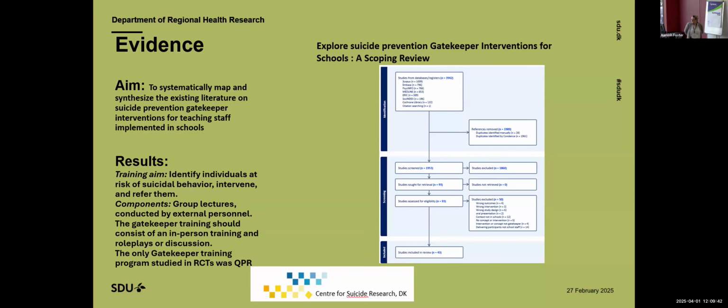So the aim was to systematically map and synthesize the existing literature on suicide prevention Gatekeeper interventions for teaching staff implemented in schools. We included 43 studies, and we found that the training often aims at identifying individuals at risk of suicidal behavior, being able to intervene on them and refer them to help. And the most effective components were group lectures, often conducted by external personnel, and the Gatekeeper training should consist of in-person training with role plays or discussion, as that led to more behavior change compared to just theoretical knowledge. And the only Gatekeeper program that was actually studied in an RCT in schools was QPR; the rest weren't in schools. So the level of evidence is not that high.